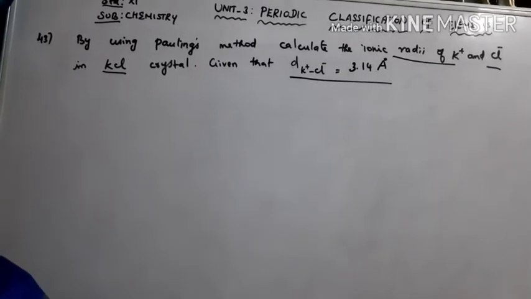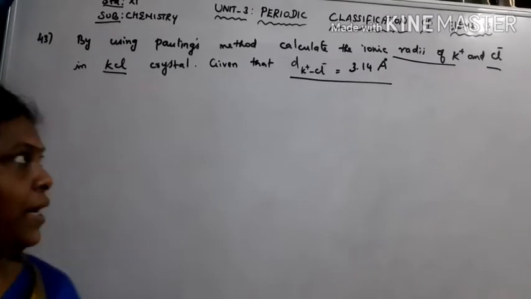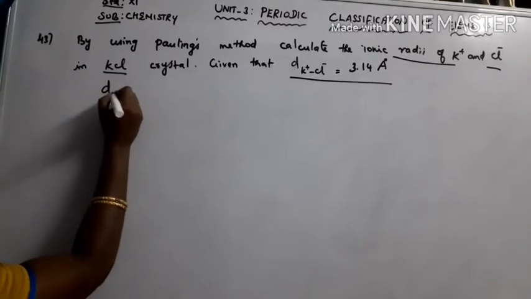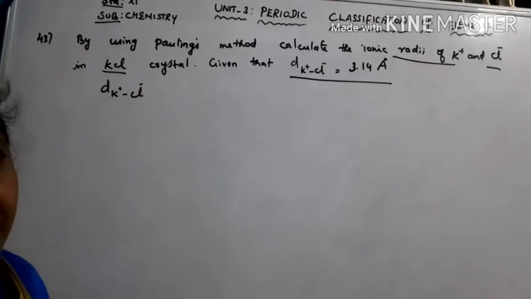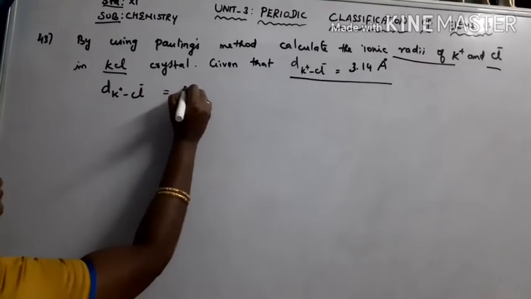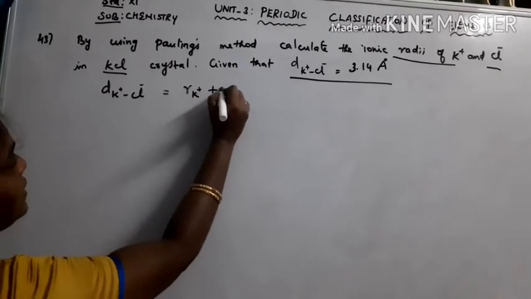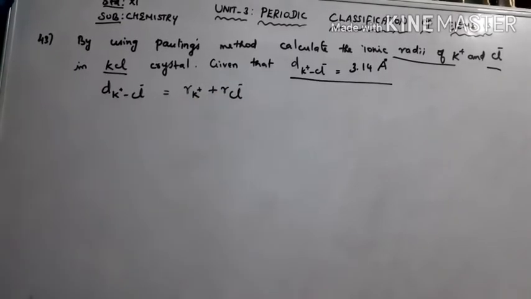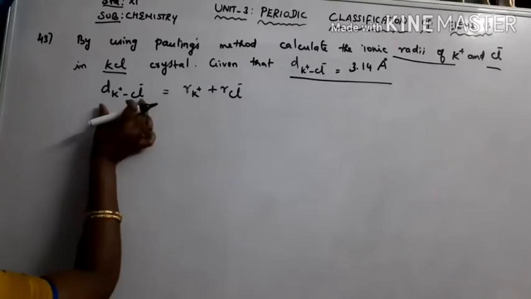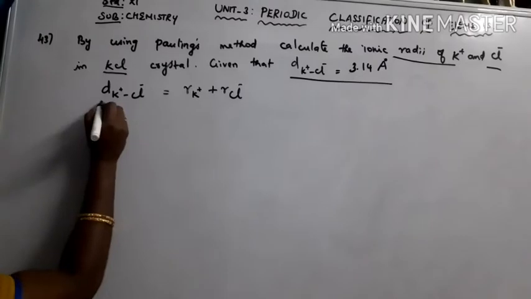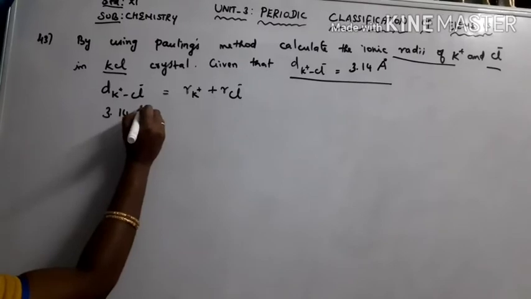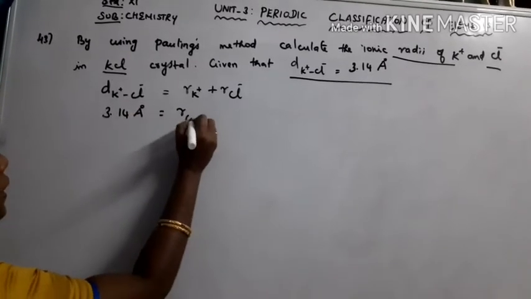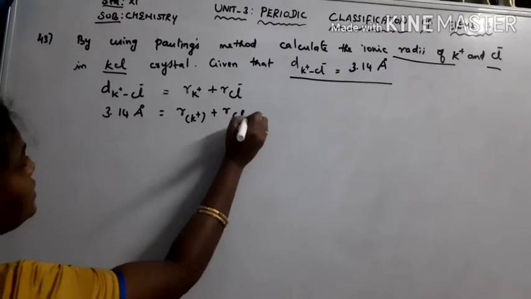Now let us proceed with the same steps we used to calculate the radius of Na plus and F minus. So what's the first step? We know that the interatomic distance between the potassium K plus and Cl minus ions in the crystal is equal to the radius of K plus plus the radius of Cl minus ion. What's the value given here? The interatomic distance between these two ions is given as 3.14 Angstrom units, which is equal to radius of K plus plus radius of Cl minus.